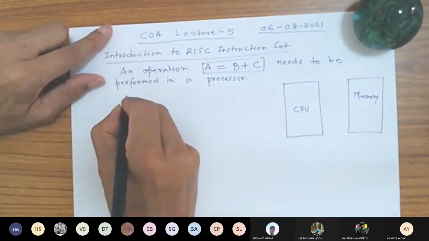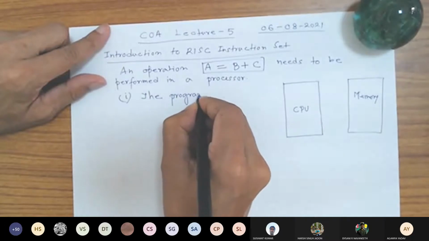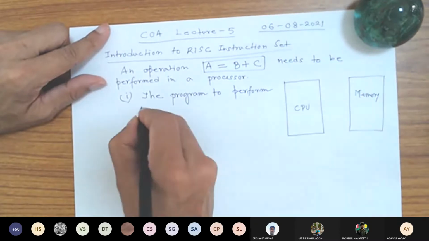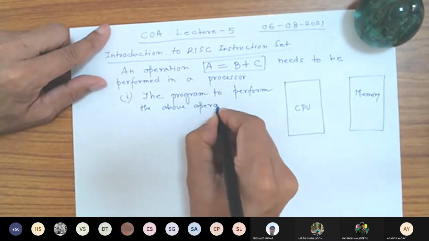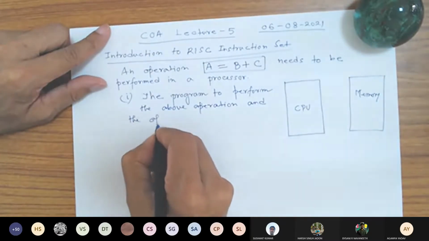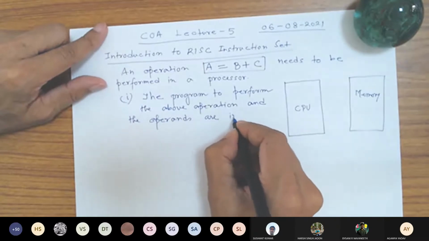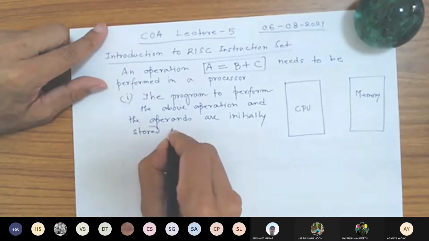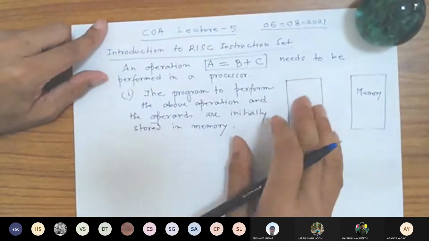So the program to perform the above operation, and the operands, are initially stored in memory. Do you have any question from this statement?